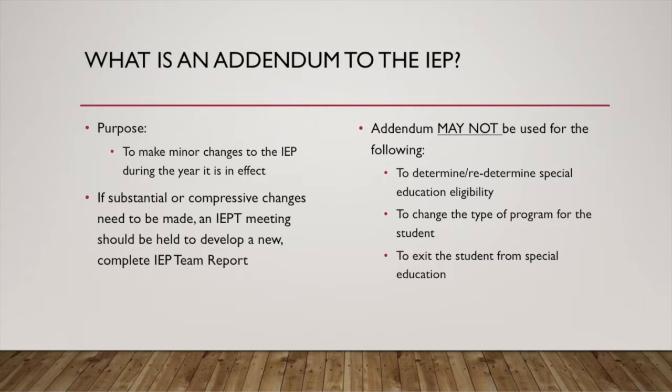So, an addendum to the IEP: the purpose is to make minor changes to the IEP during the year it's in effect. If substantial or comprehensive changes need to be made, an IEP team meeting should be held to develop a new complete IEP team report. The addendum may not be used for the following: to determine or redetermine special education eligibility, to change the type of program for the student, or to exit the student from special education.